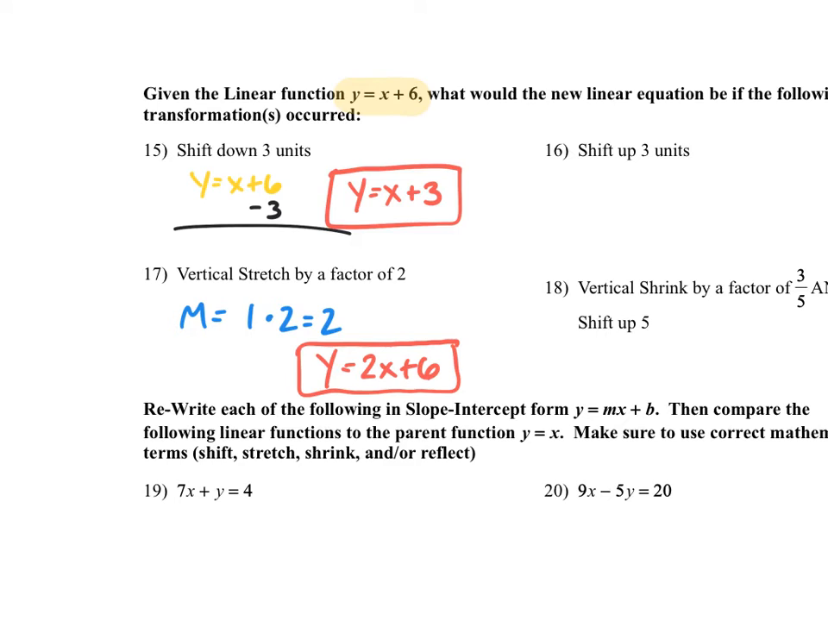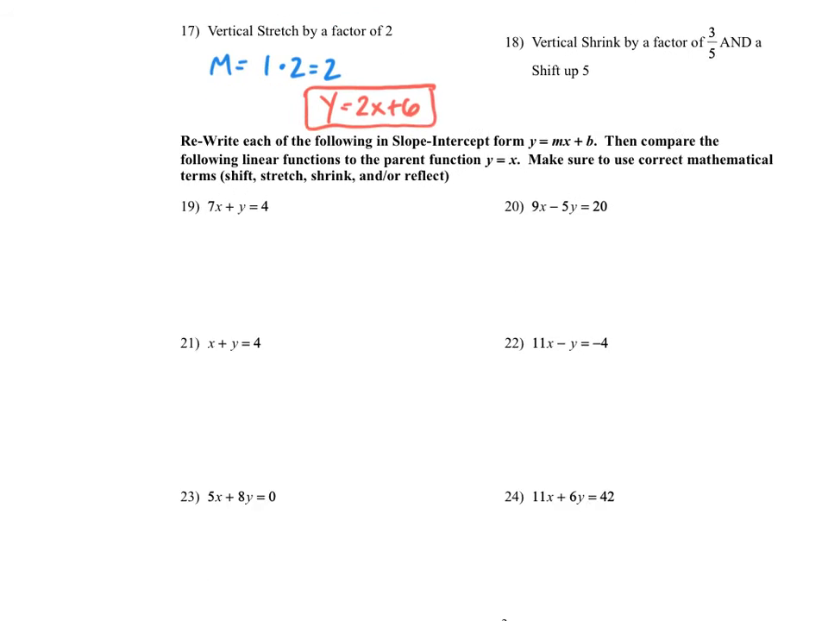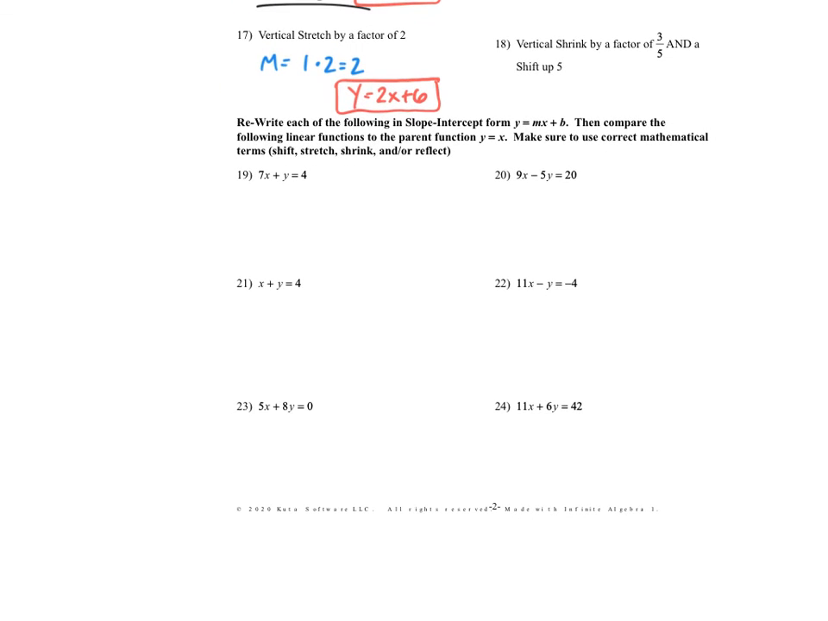Okay? Now, the reason that I made you write this out is if you ever see this in the future, sometimes your slope will not be 1. When it is not 1, that means you got to multiply it by whatever it is. That's why I'm showing you all those steps. Okay? All right. And then the last set of problems is they ask you to rewrite each of the following in slope-intercept form and then talk about what happens to it.